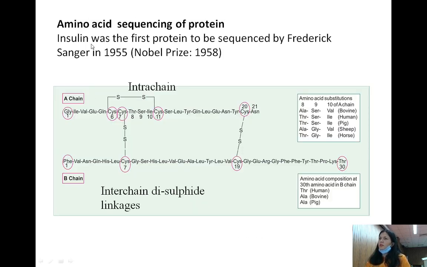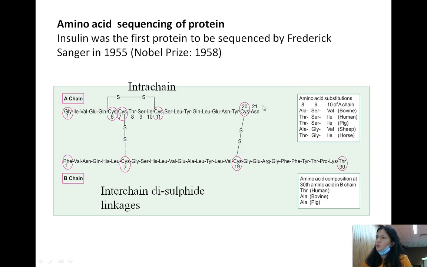Okay, remember one thing, insulin was the first protein which was sequenced by Frederick Sanger, for which he received a Nobel Prize in 1958. So in the viva, if they ask, name the first protein which was crystallized and which was sequenced, remember it is insulin. Clear? So if you want to sequence the protein, first you have to break this polypeptide chain into different fragments.